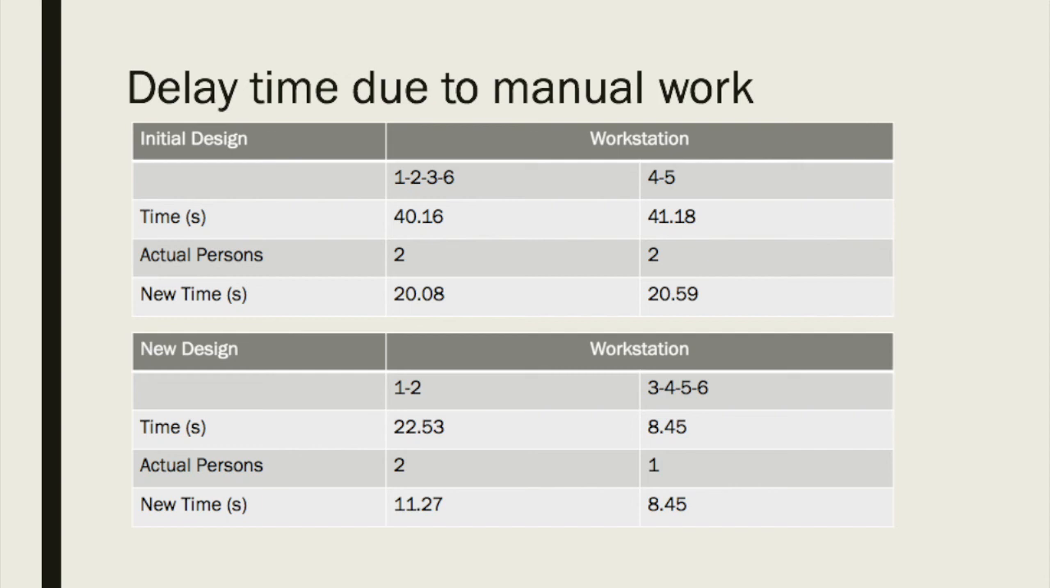Because the screw fastening time is shortened so much by using automatic screwdriver, the tasks should be newly allocated between the 2 workstations. The new design can bring down the number of workers needed from 4 to 3 people, and also the cycle time from 20.59 seconds to 11.27 seconds.